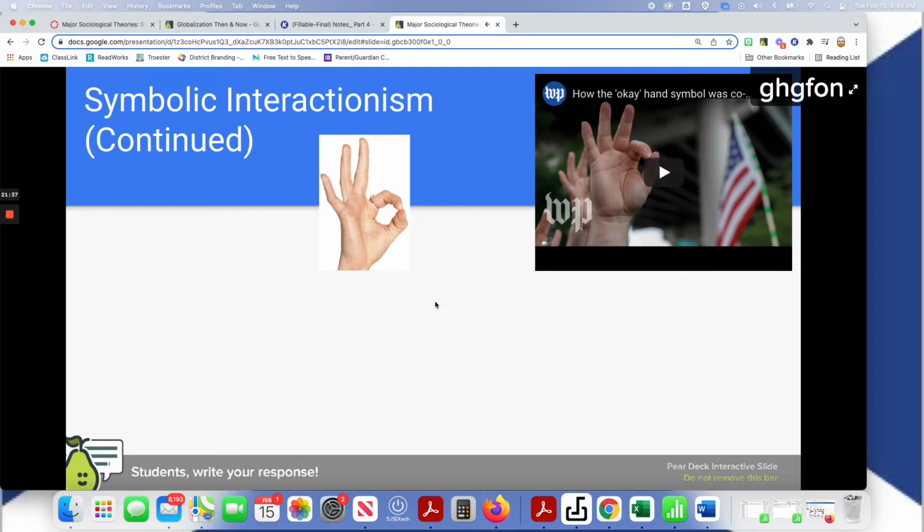All right, let's look at something a little more recent. Okay, and that is the evolution of the OK hand symbol, right?